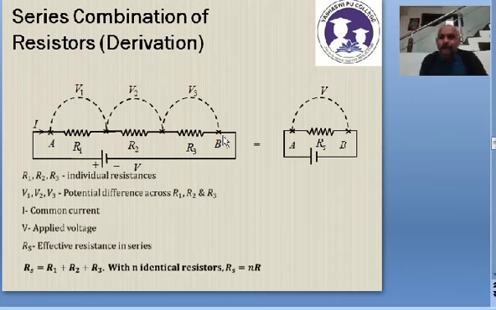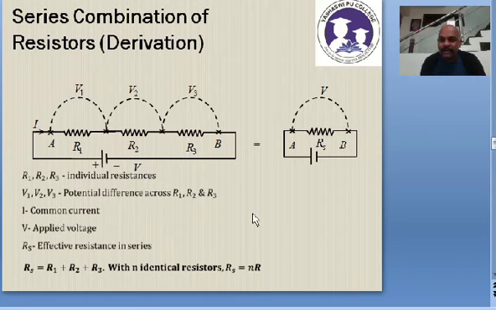So the current flowing through all the resistors is the same, even though the values of the resistances are different. But the potential difference across R1 we call V1, across R2 we call V2, and across R3 we call V3. The sum of the potential drops across the individual resistors, V1 plus V2 plus V3, must be equal to V. So these are the two important conditions.